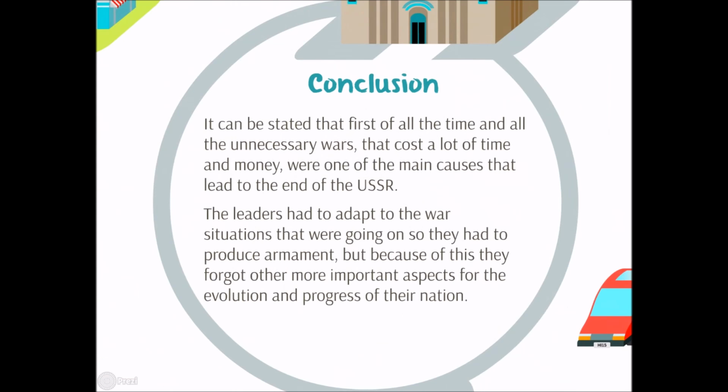And finally, we have the conclusion of the work. What failed the economic system or the decisions taken by the socialist leaders? Well, first of all, it can be stated that the time and the unnecessary wars that cost a lot of time and money were one of the main causes that led to the end of the great power that was the USSR. And also, their leaders had to adapt to the war situations they were involved in, so they had to produce armament, which distracted them from more important aspects for the evolution and the progress of their nations. So they kind of left that behind and focused more on war.